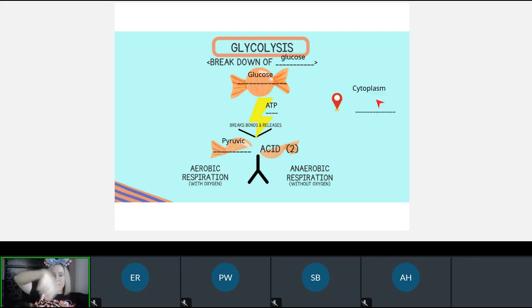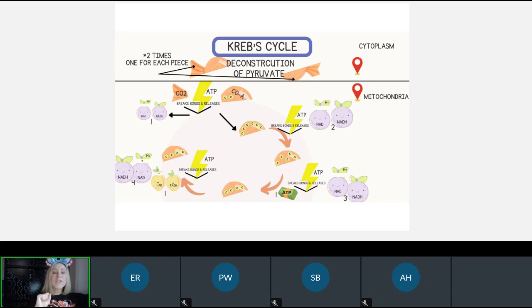So this is step 1. This is our mixing on the kitchen counter. This is glycolysis. It happens in the cytoplasm. The next step to make ATP is the Krebs cycle. Everybody type Krebs cycle. All right. And this is what happens in the Krebs cycle.